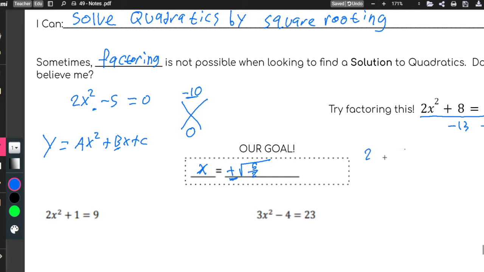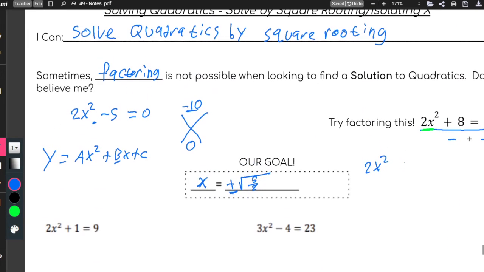We're used to getting everything onto one side, but instead we're going to try to, as it's stated in our title, isolate our x. So we have the function 2x squared plus 8 equals 13. What we're actually going to do is subtract 8 from both sides. So we'll have 2x squared equals positive 5. If we want x by itself, we'll divide both sides by 2, which gives us x squared equals 5 over 2.